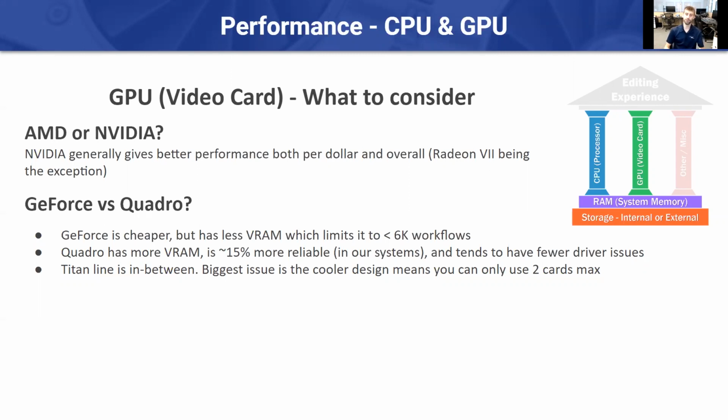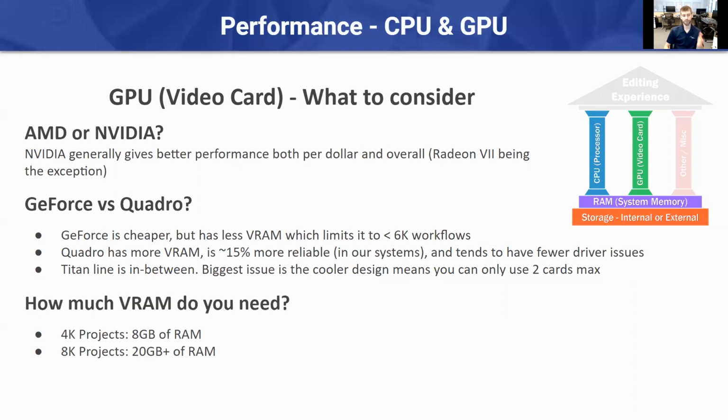It does also tend to have fewer driver issues. The driver issues aren't quite as big a deal anymore. NVIDIA has launched what's called Studio drivers for GeForce that has some of the software validation that the Quadro lines get. And then in between, you have the Titan line. Titans kind of switch, each model goes back and forth between being closer to GeForce and being closer to Quadro. Biggest problem with that card is that the cooler design means you can only use about 2 cards max in a system. So if you're going for a really, really high-end system, it probably is not going to cut it. You're going to have to jump up to the Quadro.